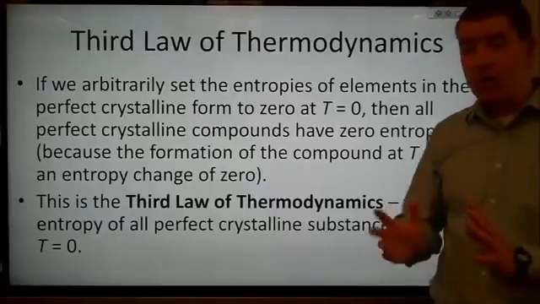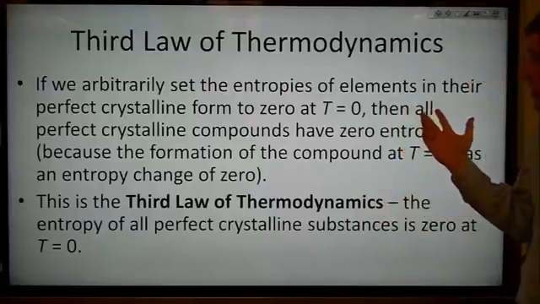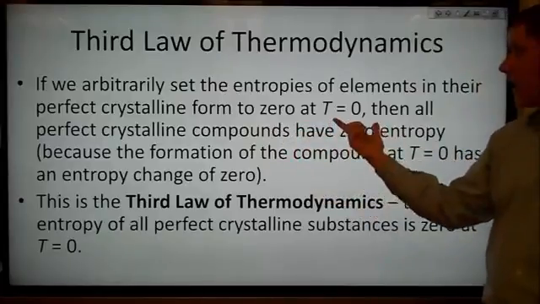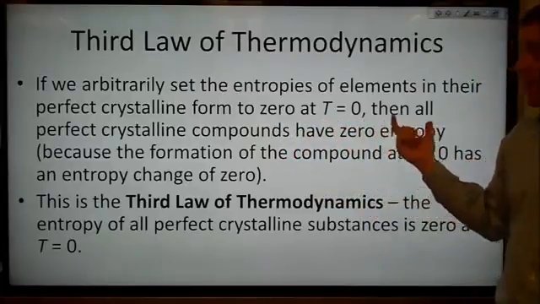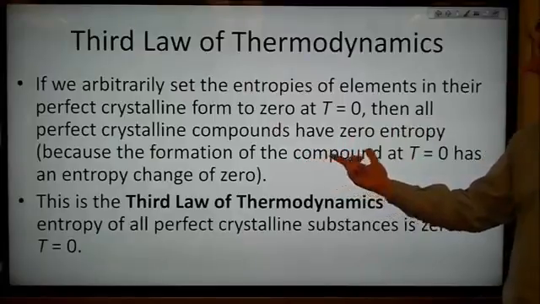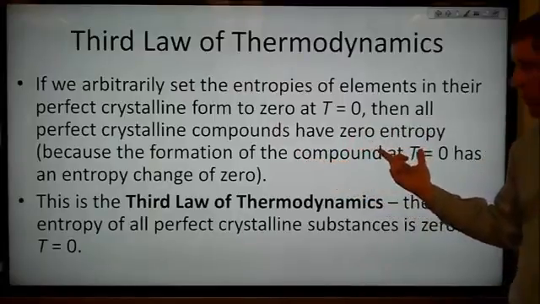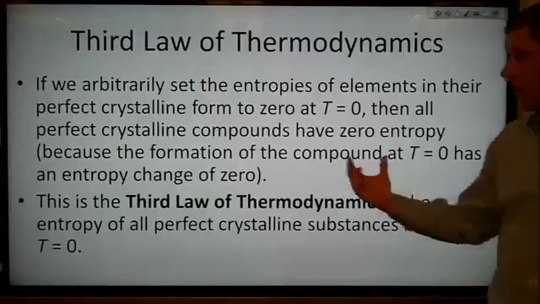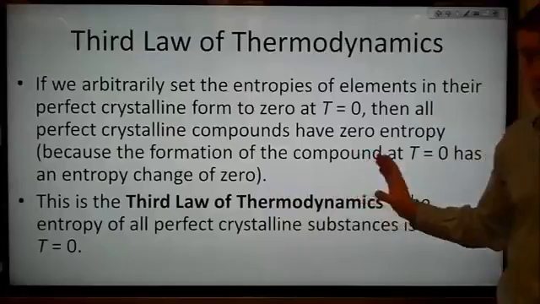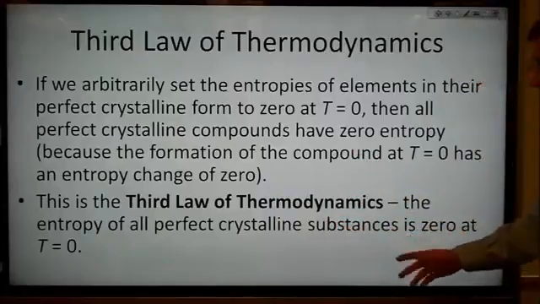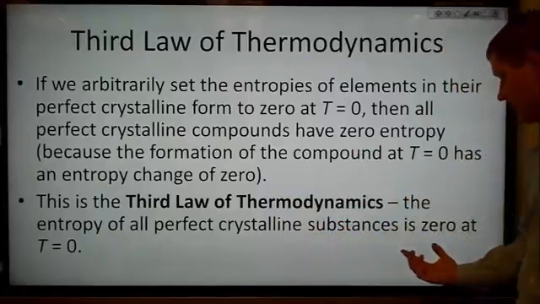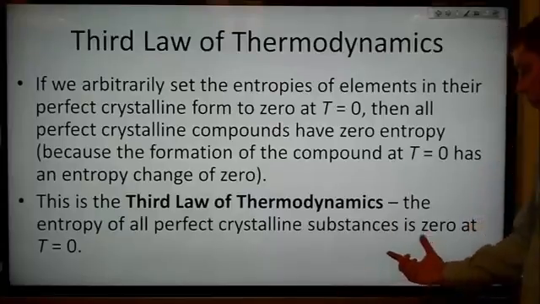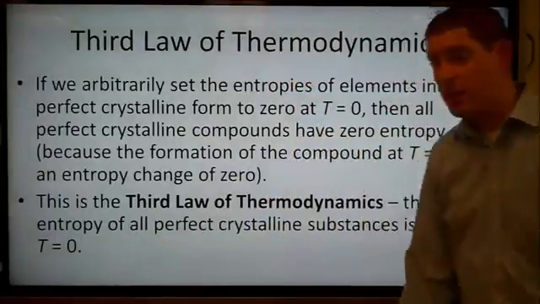This means that if we arbitrarily set the entropies of elements in their perfect crystalline form, with no imperfections, to 0 at absolute zero, T equals 0, then all the perfect crystalline compounds have 0 entropy, because the formation of the compound at absolute zero has an entropy change of 0. This is basically what the third law of thermodynamics says: the entropy of all perfect crystalline substances, regardless of whether they're elements or compounds, is 0 at absolute zero.